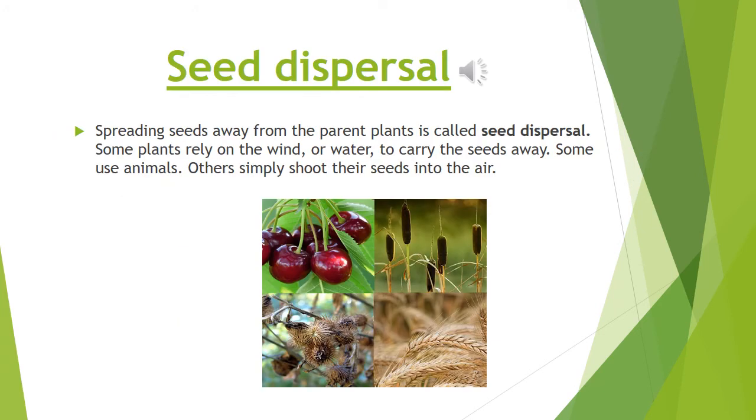Plants make seeds that can grow into new plants. But if the seeds just fall to the ground under the parent plant, they might not get enough sun, water, or nutrients from the soil. Because plants cannot walk around and take their seeds to other places, they have developed other methods to disperse or move their seeds. The most common methods are wind, water, animals, or explosion.